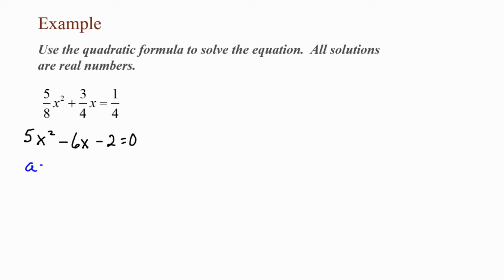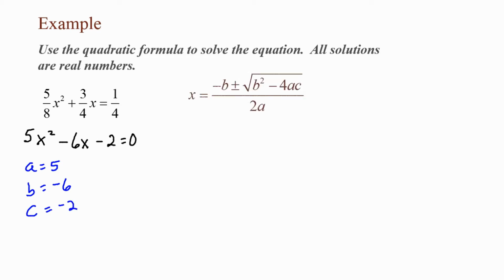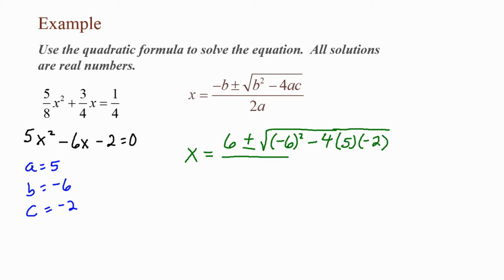So now we can find a, which is 5, b, which is -6, and c, which is -2. Substituting into our quadratic formula, x equals the opposite of -6, so +6, plus or minus the square root of b squared, so that's -6 squared, minus 4 times a, which is 5, times c, which is -2, all divided by 2 times a, which is 5.